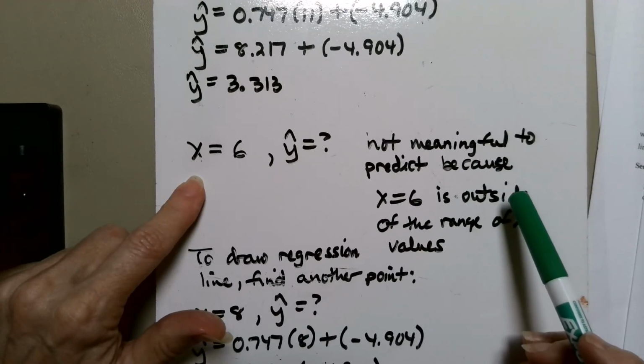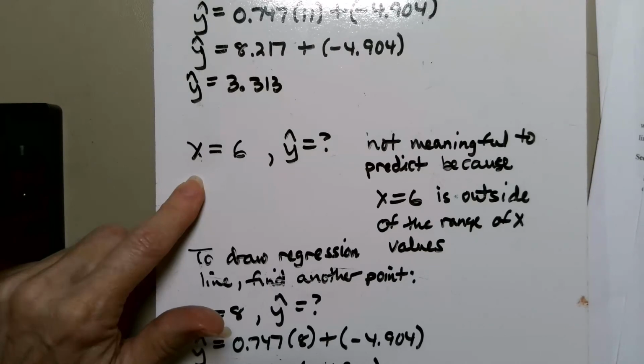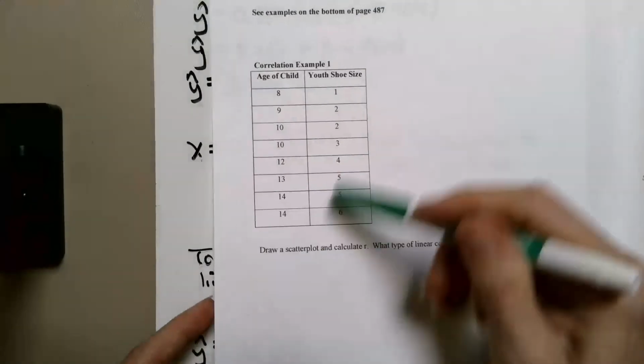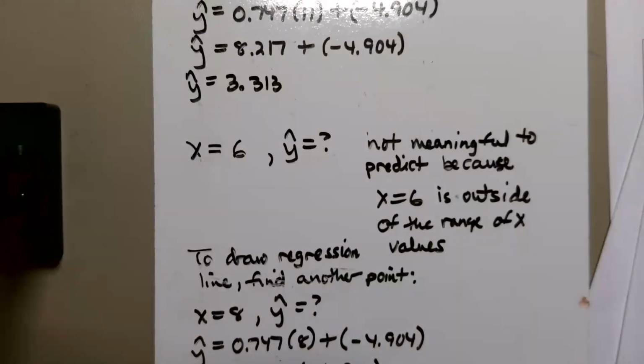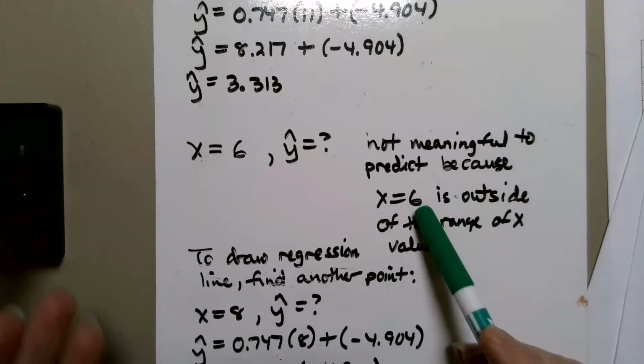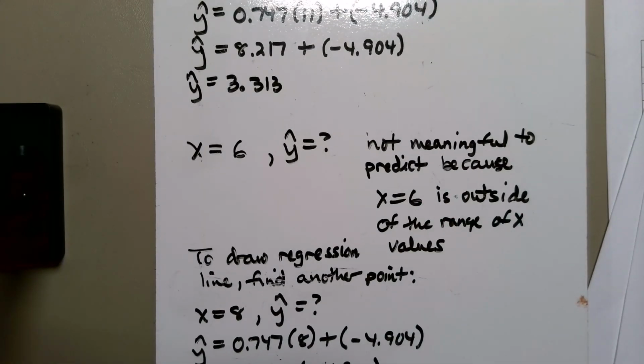It's only meaningful for youth shoe sizes from 8-year-olds to 14-year-olds, because that's what we have here in our data. So it's not meaningful because the value of x, 6, is outside the range of our x values, the allowed values for our x values, which are meaningful. Okay, so let me stop here and I'm going to do another video.